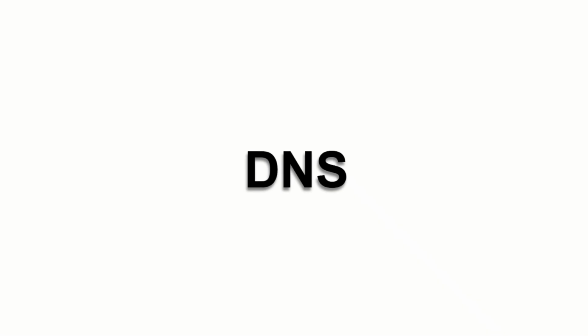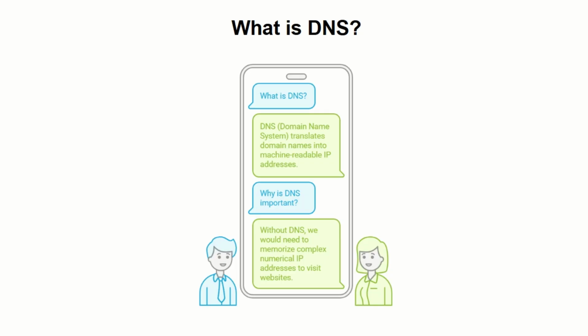DNS, the Domain Name System, is essential for the functioning of the internet. It's like a phone book of the web. It translates domain names like www.google.com into machine-readable IP addresses, allowing us to access websites using human-readable names. Without DNS, we would need to memorize complex numerical IP addresses to visit a website.